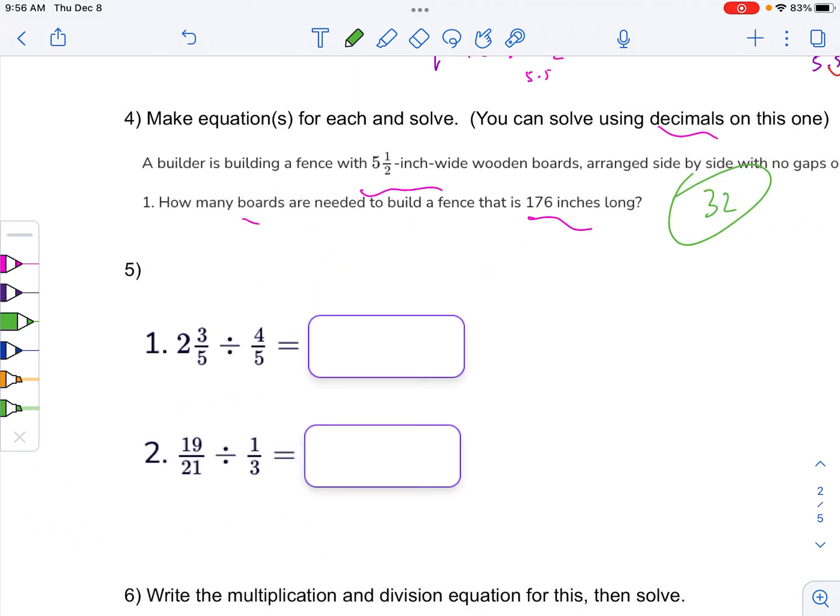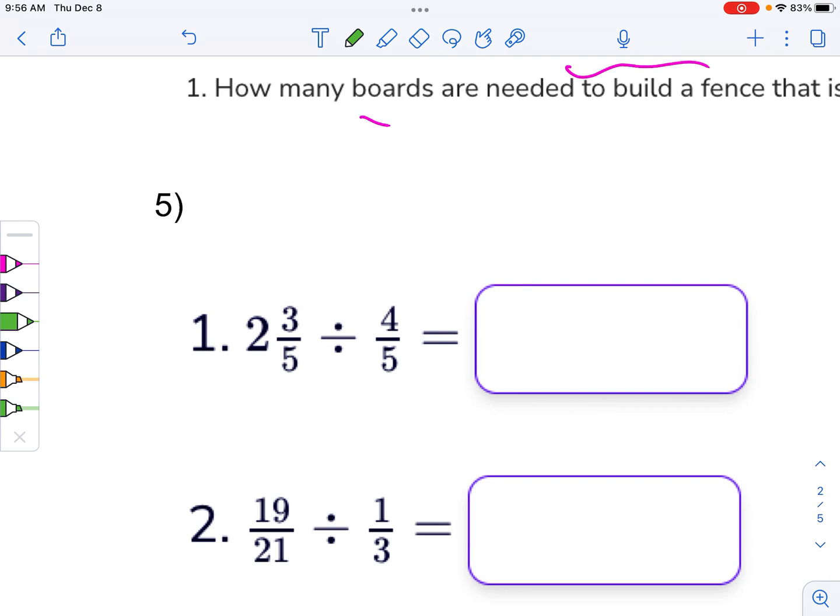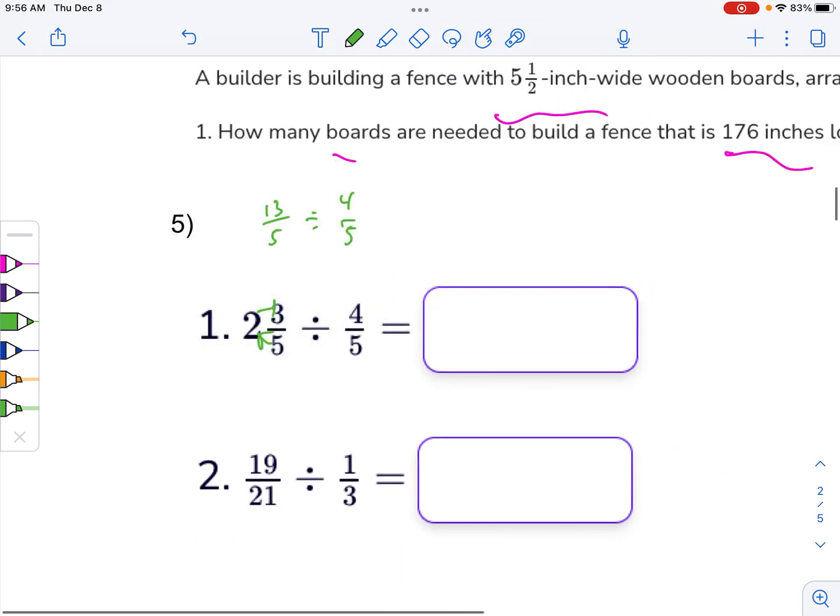Number 1. Looks like we got a division problem. All right, let's make them improper to start with. That'll be step 1, making them improper. So 5 times 2 is 10 plus 3. So that gives me 13/5 divided by 4/5. And I don't need to divide fractions anymore. I just do some multiplying.